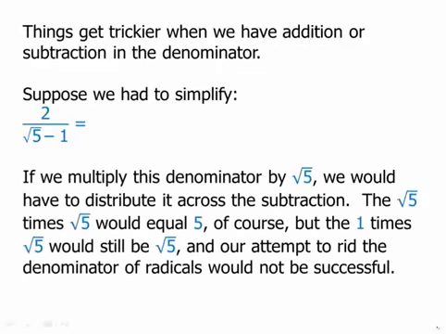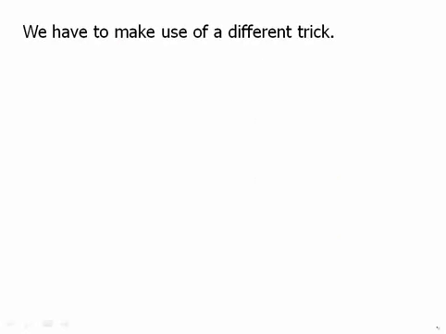You see, if we multiply this denominator by root 5 over root 5, we would have to distribute across the subtraction in the denominator. The root 5 times the root 5, that would equal 5. That would be fine. But of course, there'd also be a 1 times root 5, and that would be root 5, and our attempt to rid the denominator of radicals would not be successful. We have to make use of a different trick.